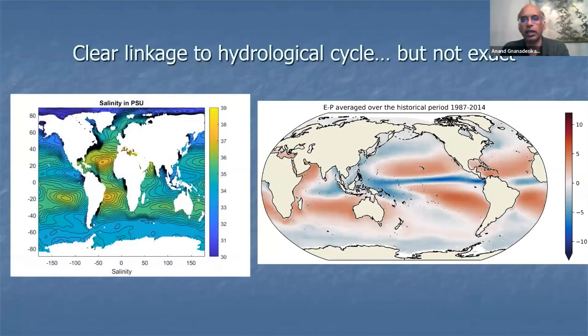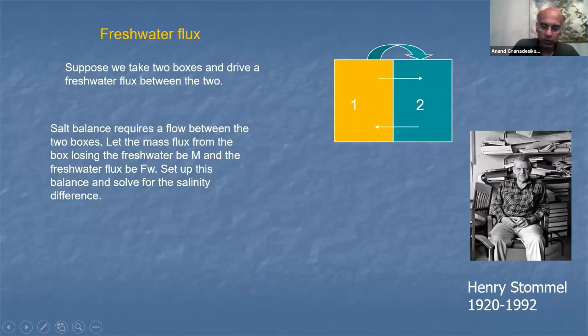If we look at the hydrological cycle, evaporation and precipitation in the atmosphere, we can see some linkage between these regions. Regions that are salty in the tropics are regions where evaporation exceeds precipitation. The high latitudes are regions where precipitation exceeds evaporation.